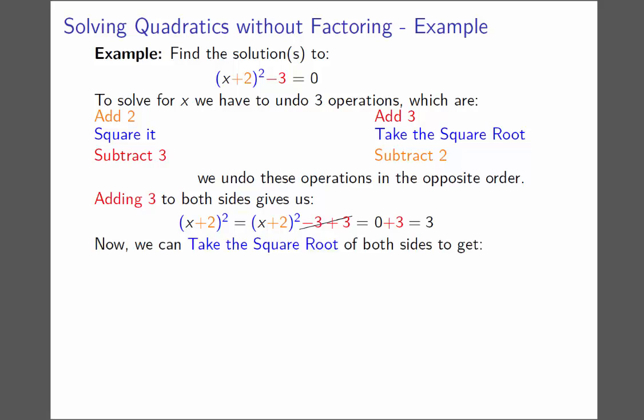Now, we can take the square root of both sides to undo the squaring. This gives us the square root of (x + 2)² equals the square root of 3. Since we can't simplify the square root of 3 any more than just the square root of 3, that's how we'll leave it. But we can simplify the left-hand side. The square root of (x + 2)² is the absolute value of x + 2. If you need to be reminded why this is not just x + 2, you can click the purple link now.